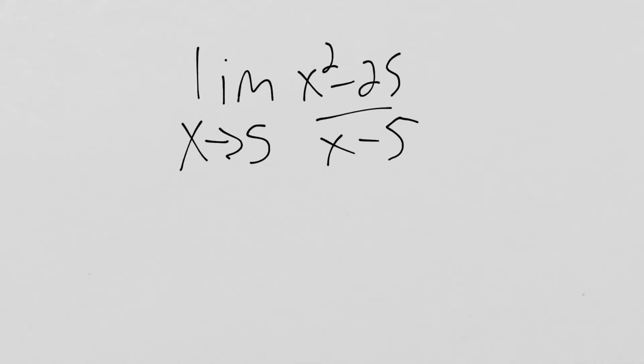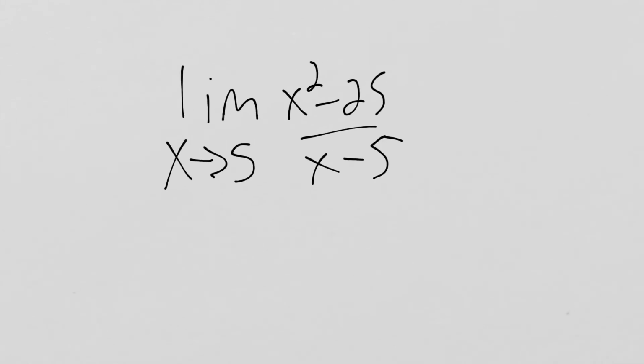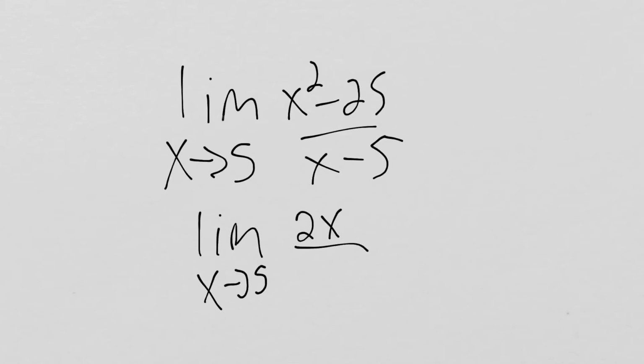Okay, let's try it with this one. Limit as x approaches 5 is going to give us 25 minus 25 over 5 minus 5. So L'Hopital's rule comes into play. We're going to do the limit as x approaches 5 of the derivative of the numerator, 2x minus 0, over the derivative of the denominator, 1 minus 0. So then if we plug in 5, we get 2 times 5 equals 10.